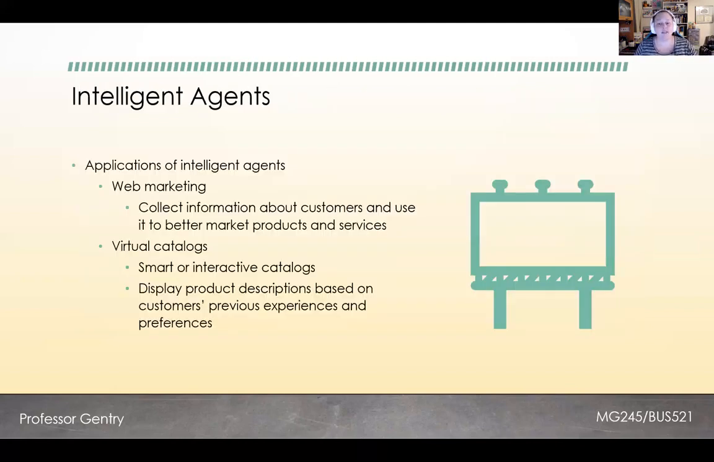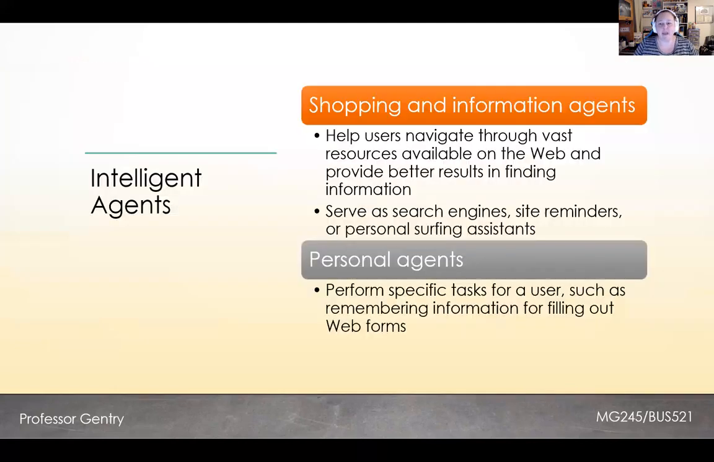One important application of these intelligent agents is web marketing. We've talked a lot about how when you're on the internet, ads that you are shown can be tailored directly to what you have searched before, your demographic information, your location, etc. Intelligent agents are also used for virtual catalogs. These catalogs are always going to show your user products that it feels those users would prefer based on the same criteria as your web marketing. Current intelligent agents include shopping and information agents and personal agents.